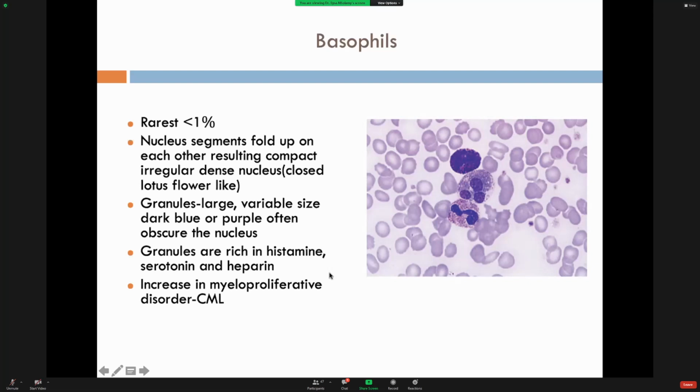Increased mainly in CML, chronic myeloid leukemia, and we will go over chronic myeloid leukemia later on. In myeloproliferative questions on STEM, if it mentions that the peripheral blood smear shows basophilia, think about the myeloproliferative disorder, mainly CML.